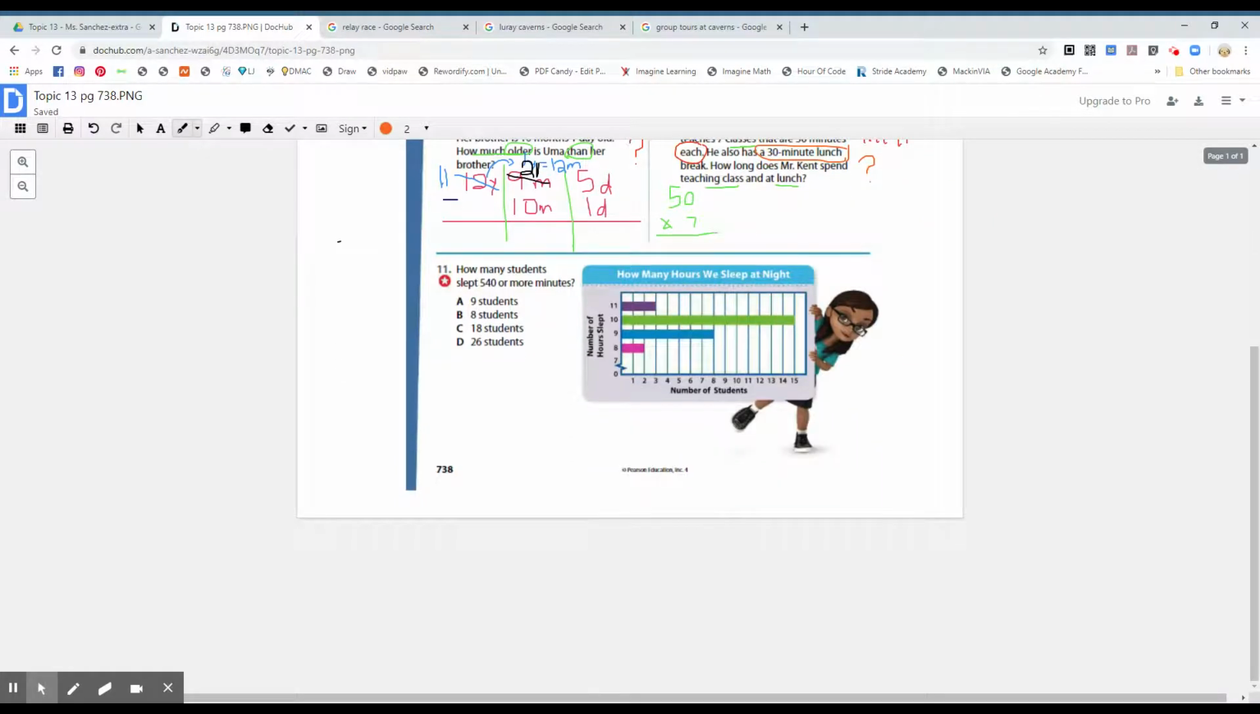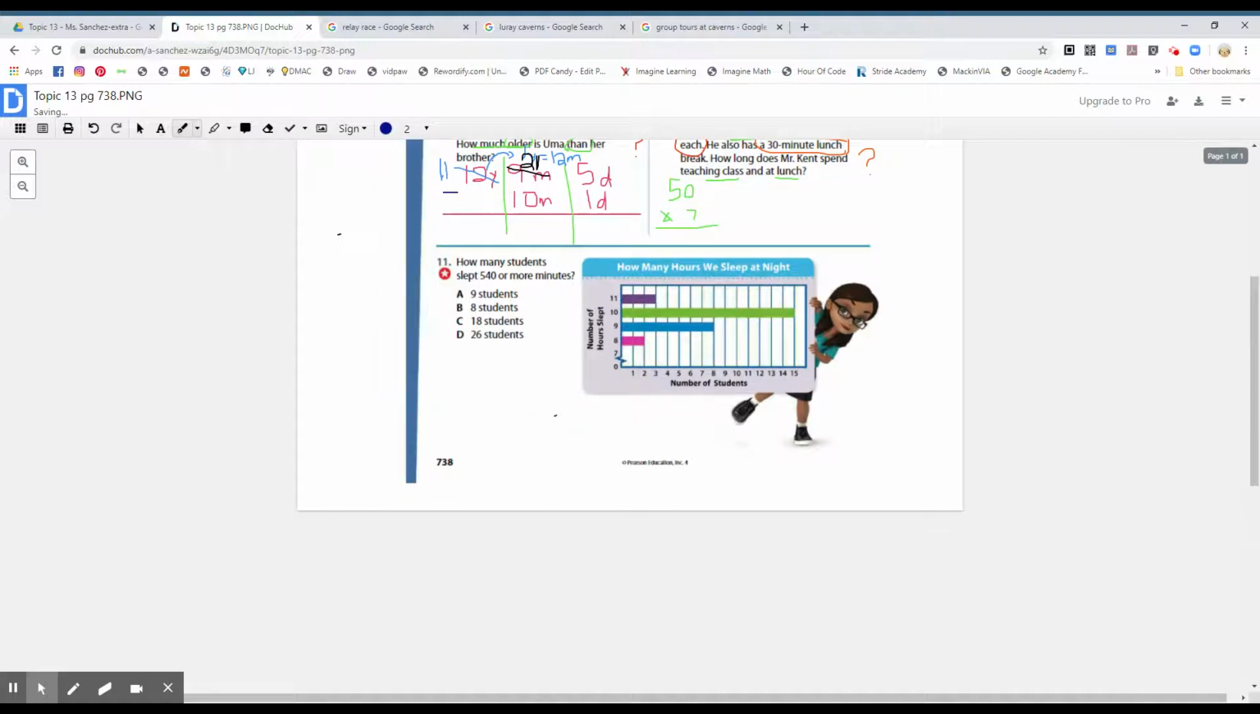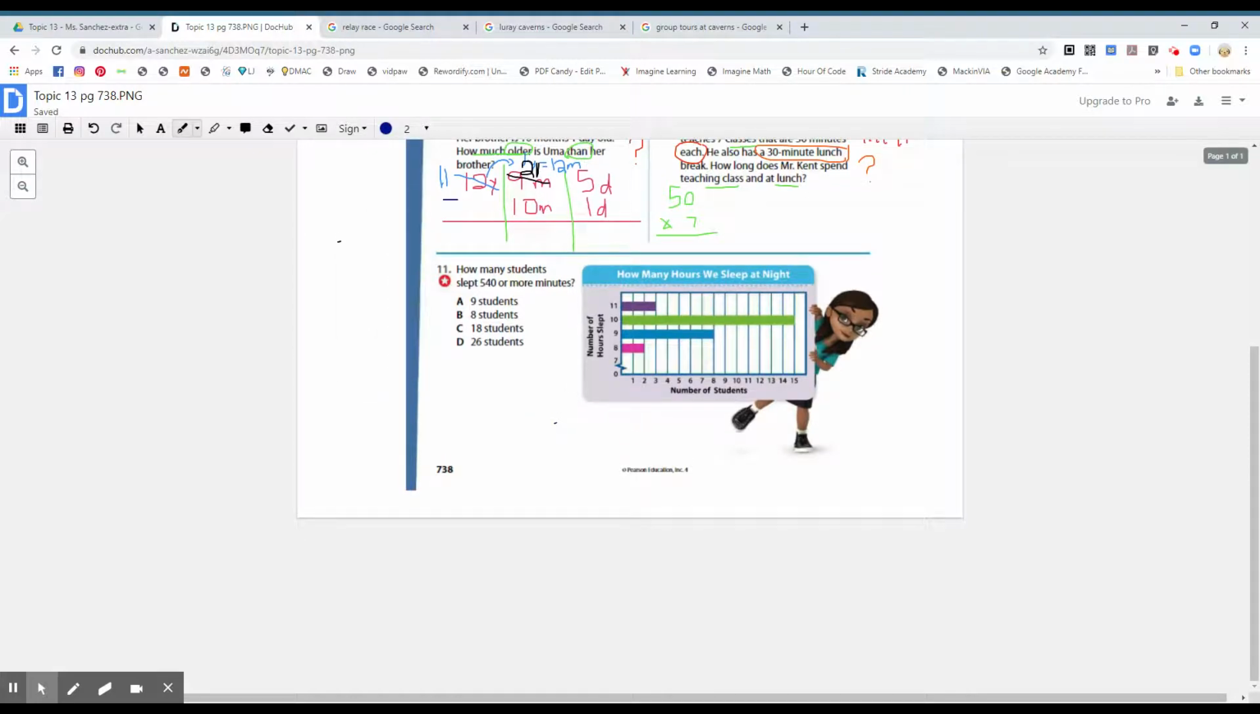Number 11. How many students slept 540 or more minutes? How many hours do we sleep at night? Okay? You can see right here, boys and girls, in this table, the number of hours slept, that's 8, 9, 10, 11 hours. And these are the number of students. So boys and girls, help me out, please. All right. How many students slept for 2 hours? No, I'm sorry, reading it wrong. How many students slept for 8 hours, boys and girls?